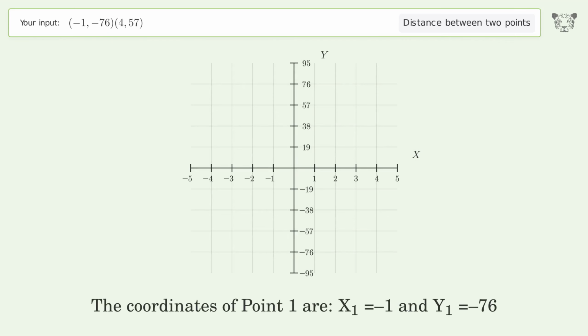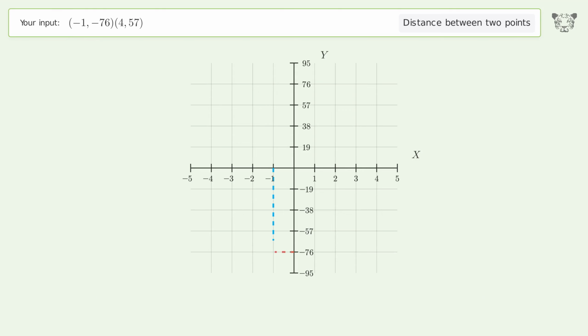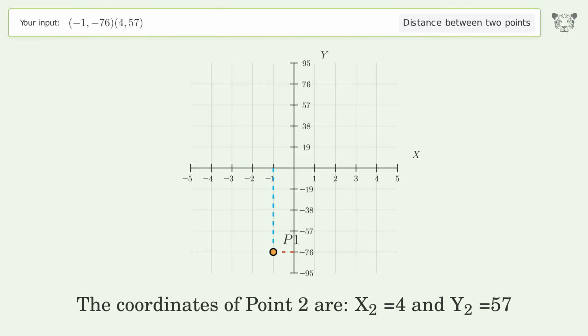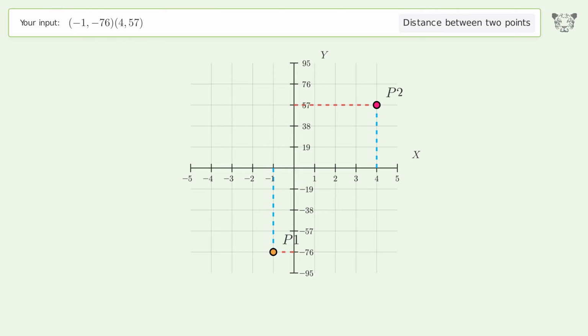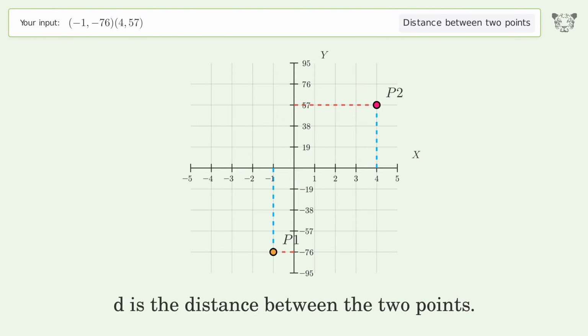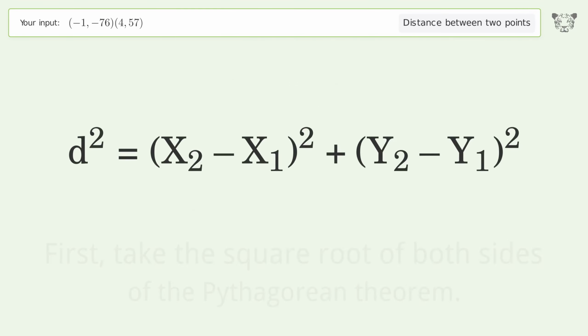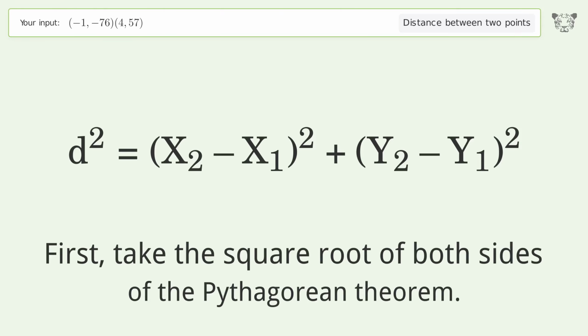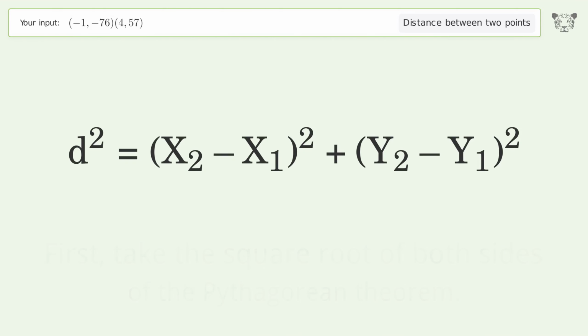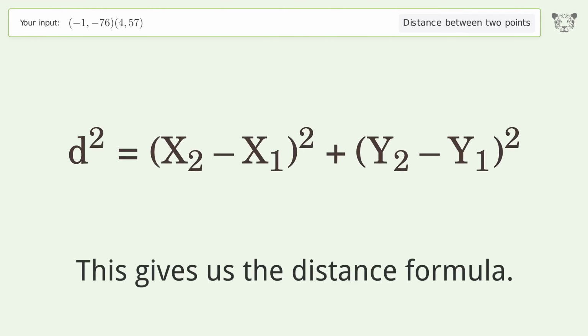The coordinates of point 1 are x1 equals -1 and y1 equals -76. The coordinates of point 2 are x2 equals 4 and y2 equals 57. D is the distance between the 2 points. First, take the square root of both sides of the Pythagorean theorem. This gives us the distance formula.